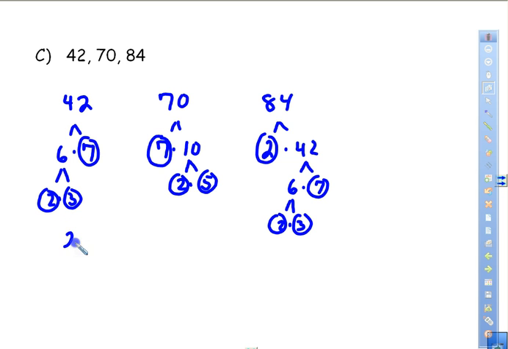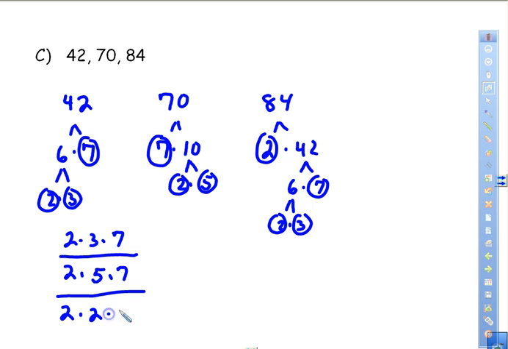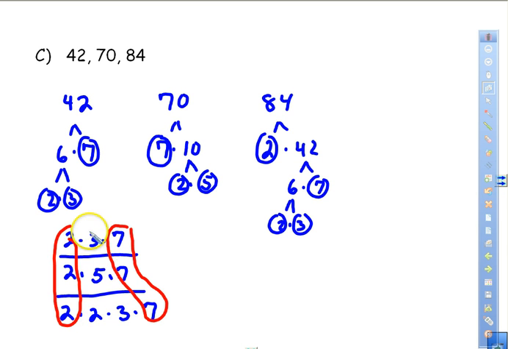And so then I list them. 2 times 3 times 7, and then 2 times 5 times 7. And then I have 2 times 2 times 3 times 7. So now I've got to compare what's common. Well, my 7's I have in each one, and yes, it has to be in all 3. 2's are common. And you say, well, my 3's are in these 2. Well, those have to be a 3 in this middle one as well. All 3 have to be common. There's no other ones. So 2 times 7, which is 14.